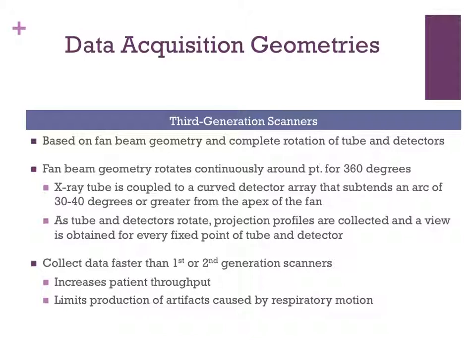Third generation scanners were based on fan beam geometry and the complete rotation of the tube and detectors. Fan beam geometry rotates continuously around the patient for 360 degrees. Here the X-ray tube is coupled to a curved detector array that goes around an arc of 30 to 40 degrees or greater from the apex of the fan. As the tube and detectors rotate, the projection profiles are collected and a view is obtained for every fixed point of the tube and the detector. This motion is known as continuously rotating fan beam scanning, and the path traced by the tube is a circle instead of a semicircle like in the first and second generation scanners.